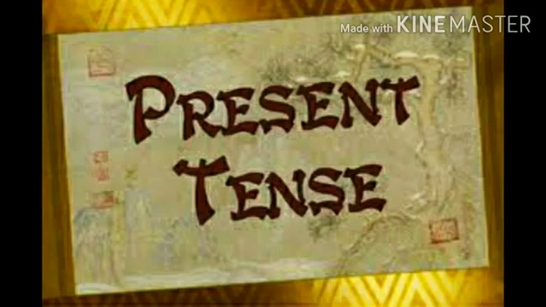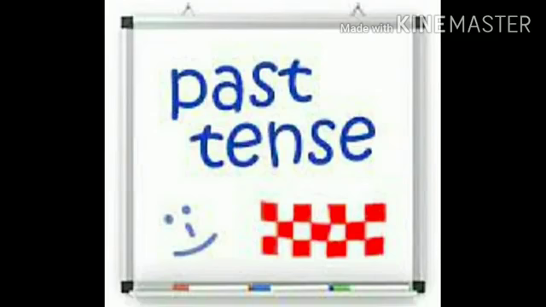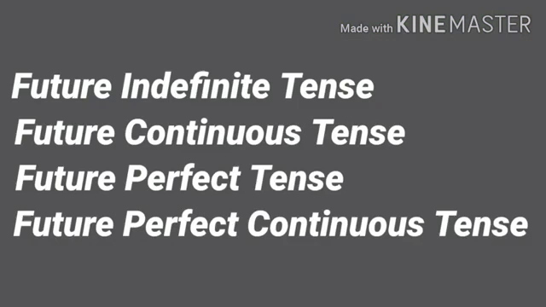The first tense is present tense, and the 4 forms of present tense are present indefinite tense, present continuous tense, present perfect tense, and present perfect continuous tense. Now it's turn of past tense. There are 4 forms of past tense, and they are past indefinite tense, past continuous tense, past perfect tense, past perfect continuous tense. Third tense is future tense, and the 4 forms of future tense are future indefinite tense, future continuous tense, future perfect tense, future perfect continuous tense.